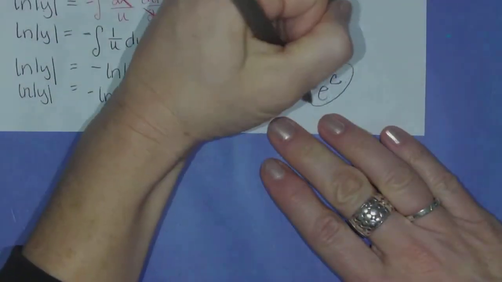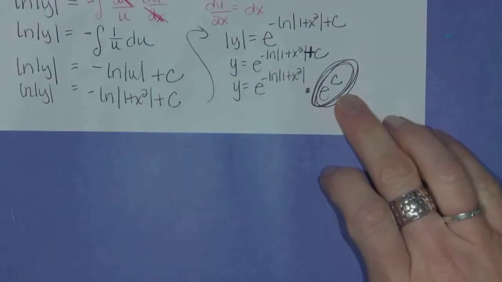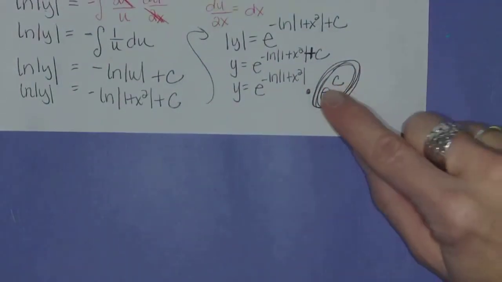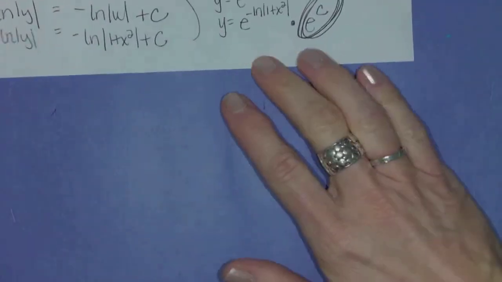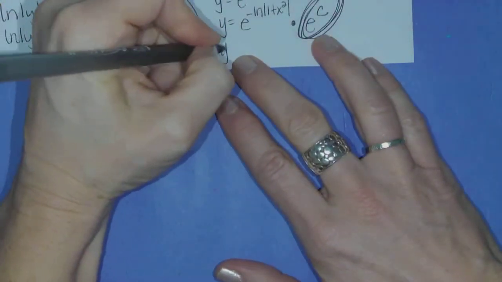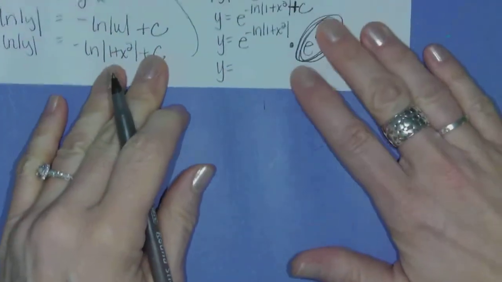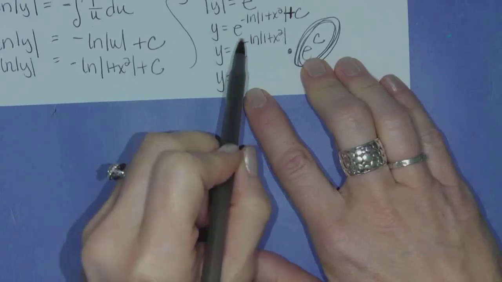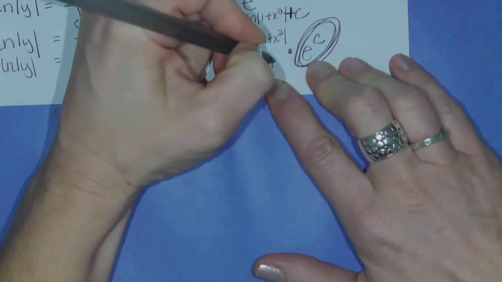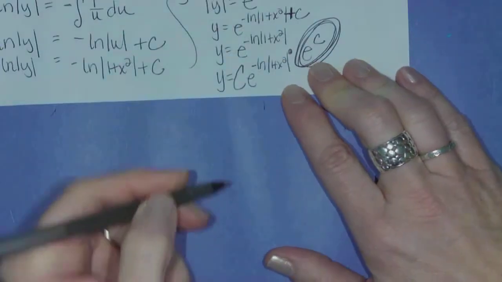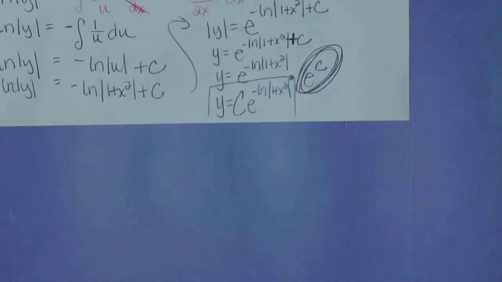Well, this right here, e to the c, is just a constant, because a constant raised to a constant is a constant. So the way in calculus we write this final answer is this constant we call capital C. We bring it to the front, and then we rewrite e to the negative ln of the absolute value of 1 plus x squared. And this is my final answer.